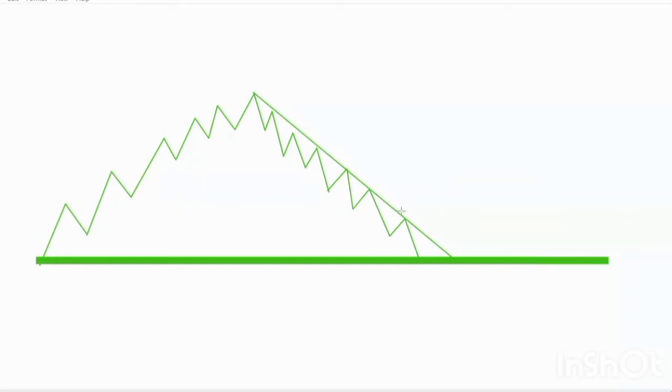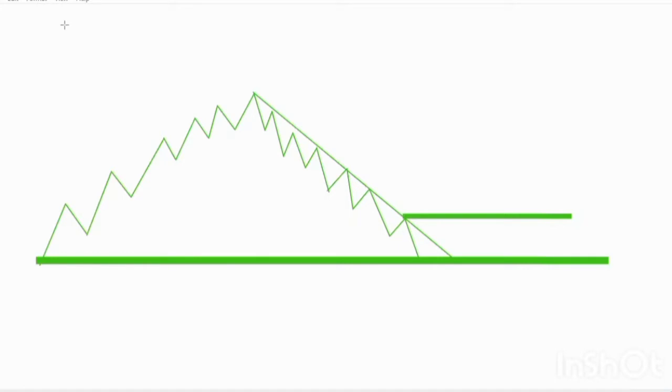What do I mean by a break of structure? A break of structure means a break of the last high or the last low that was created, depending on the trend. One thing you need to understand is that a market can break a trend line, but the structure has not actually been broken. It's best to enter a trade when the structure has been broken.